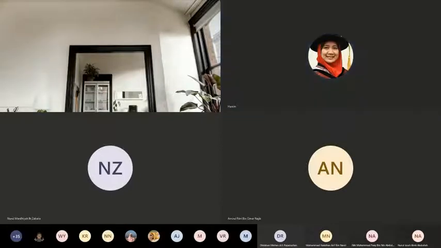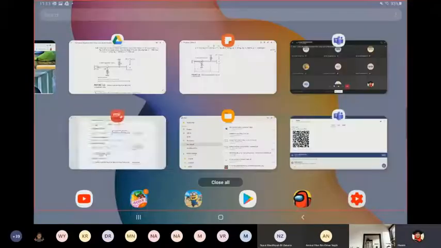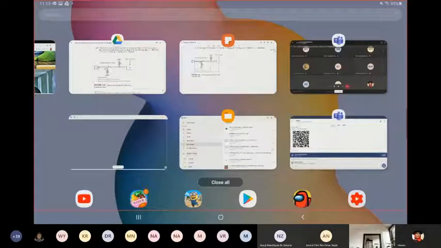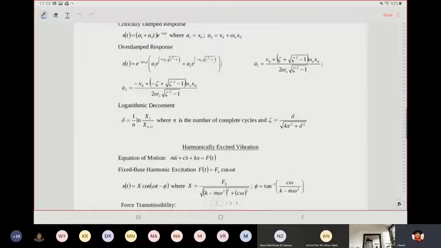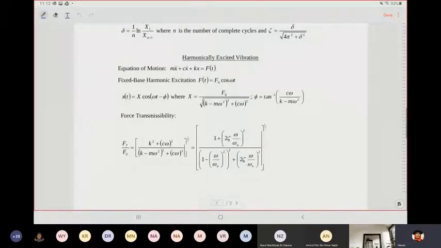I'm kind of confused whether to use the tab or the desktop. Let me just share screen. Hold on, yeah. Okay. All right. So basically, okay, maybe it's easier to have the tab.